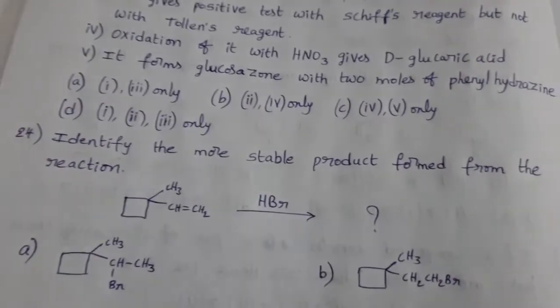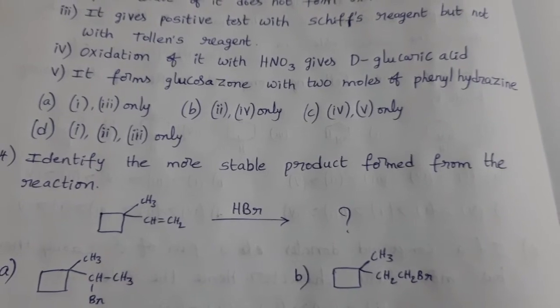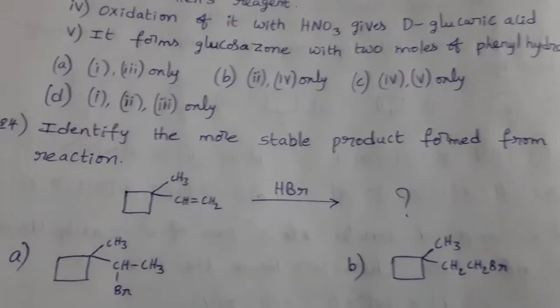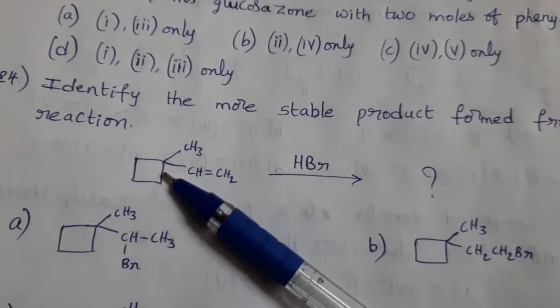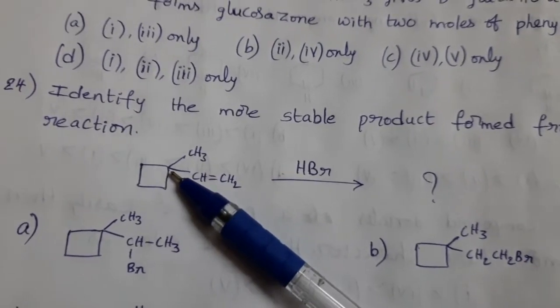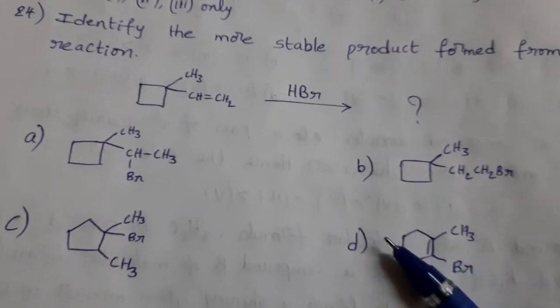Next, identify the more stable product formed from the reaction. Okay, methyl and ethylene, both the groups are attached to cyclobutane. It is treated with HBr. Then we should identify the product.